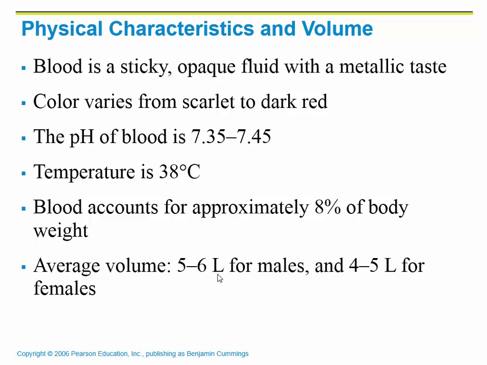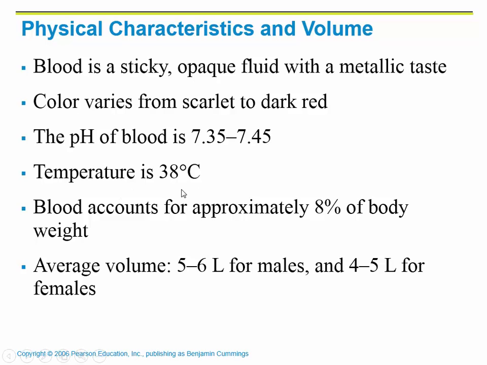So blood is a fluid. We all know that blood is a fluid, and it has a metallic taste to it because it consists of iron. It has an iron component. The color varies from scarlet to dark red. The pH of the blood is 7.35 to 7.45, and we have a negative feedback mechanism that is helping regulate that. The pH is always going to be regulated by a buffer.